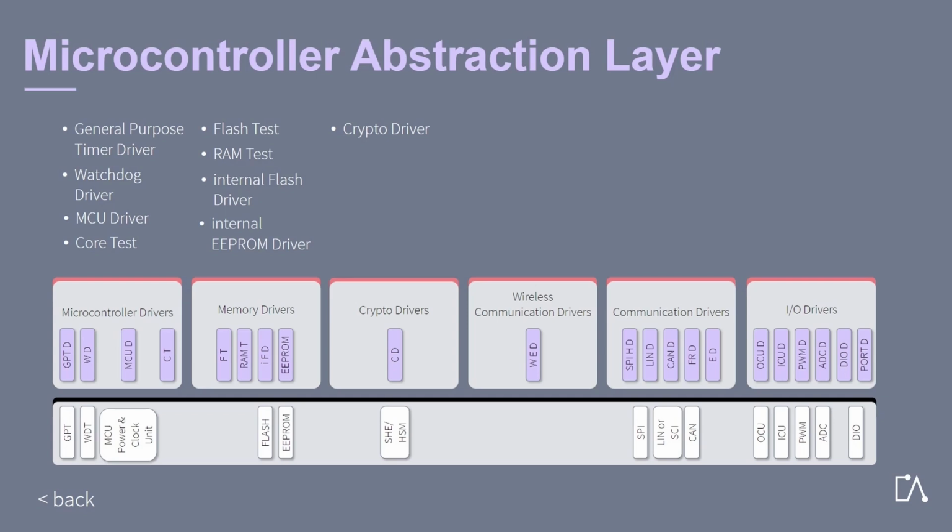The crypto drivers are drivers for on-chip crypto devices like SHE or HSM. The wireless communication drivers are drivers for wireless network systems, which cover in-vehicle or off-board communication. The module group communication drivers consists of drivers for ECU on-board communication, like SPI, and vehicle communication, like CAN.